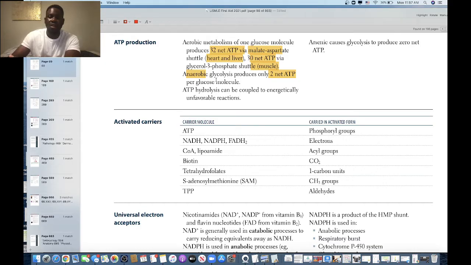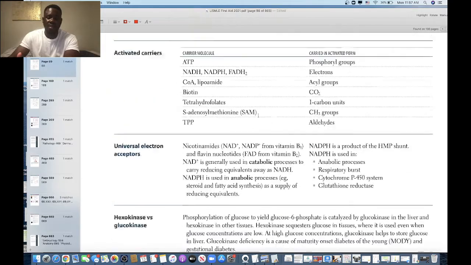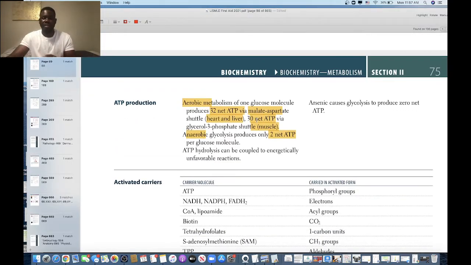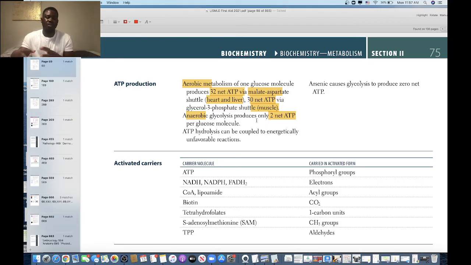But aerobic glycolysis, aerobic metabolism, will end up in the TCA cycle and the electron transport chain. That is why we'll have more ATP. But the anaerobic will only end at the pyruvate, right? Anaerobic is also the same as when we don't have any mitochondria.